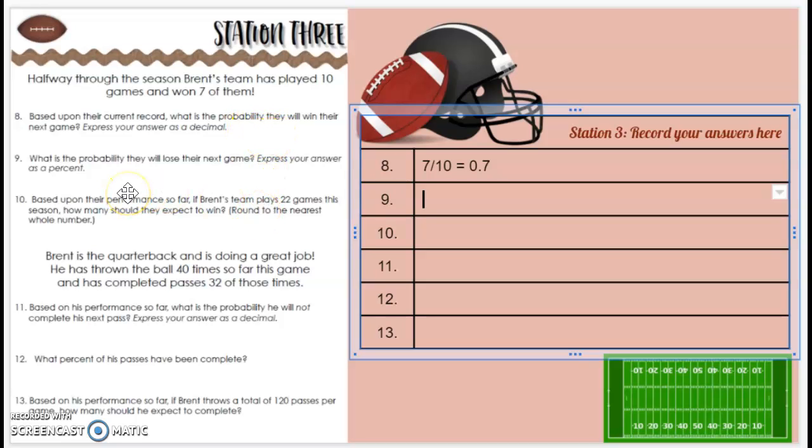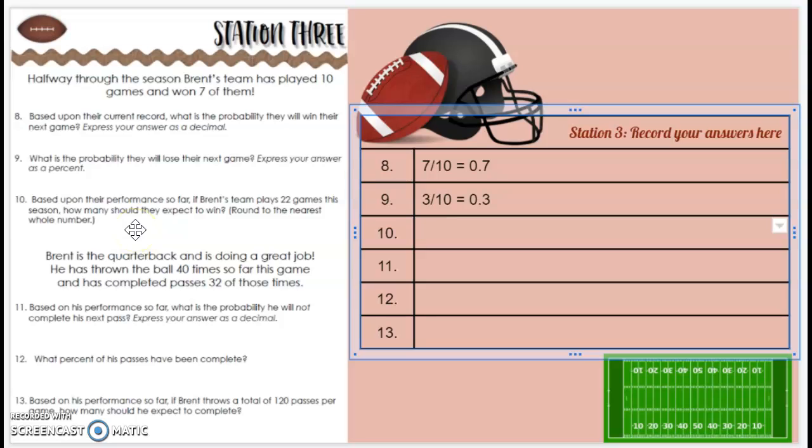Oh, I just read that one. Let's read number 9. Sorry. What is the probability they will lose their next game? So if I win 7 out of 10, that means I've lost 3 out of 10. And my form of a decimal, 3 divided by 10 is 0.3. And then I'm going to go on to number 10.